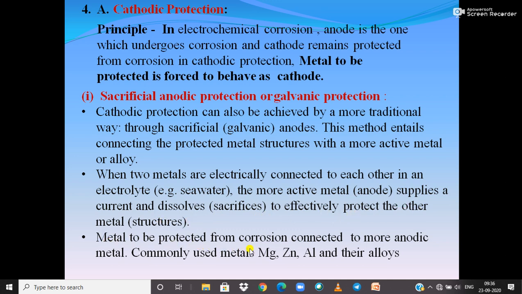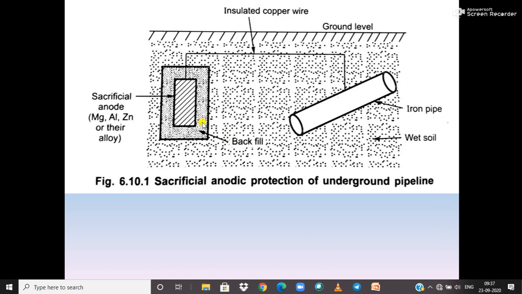So the metal to be protected from corrosion is connected to a more anodic metal, commonly magnesium, zinc, aluminium or their alloy. It will be clear from the picture. Suppose there is an iron pipe lying in the soil. As it is below the ground, definitely corrosion is going to happen. So how can we protect this iron pipe? This iron pipe can be connected with the help of insulated copper wire to the sacrificial anode.